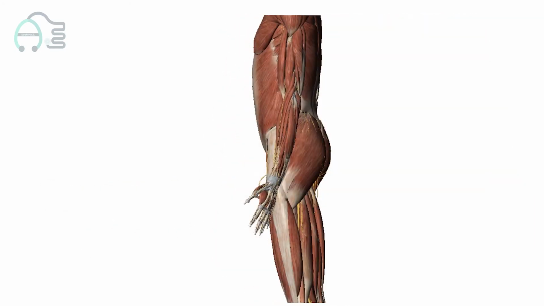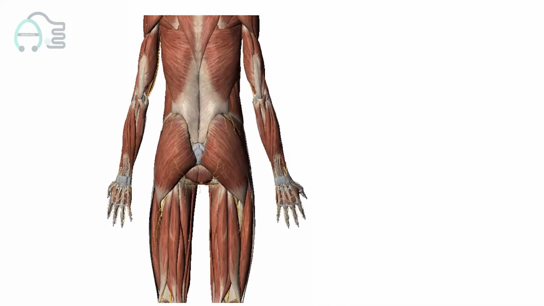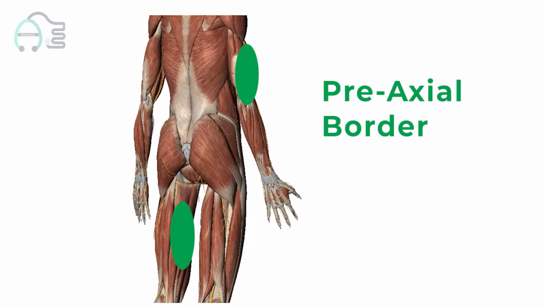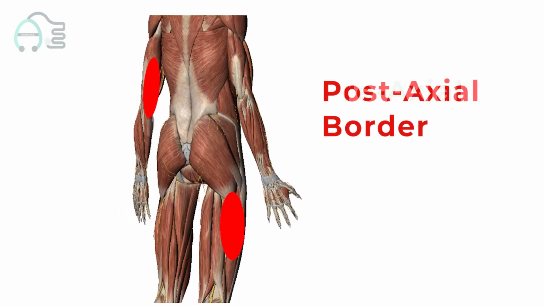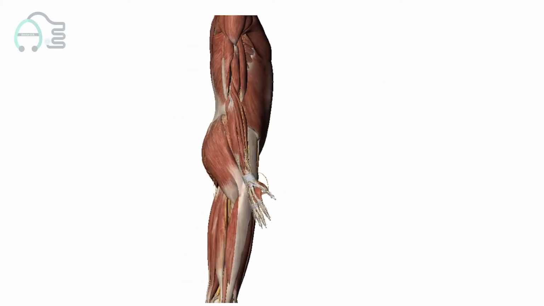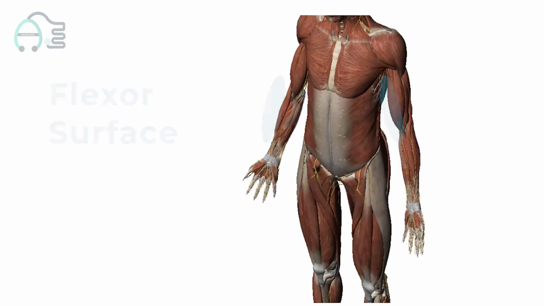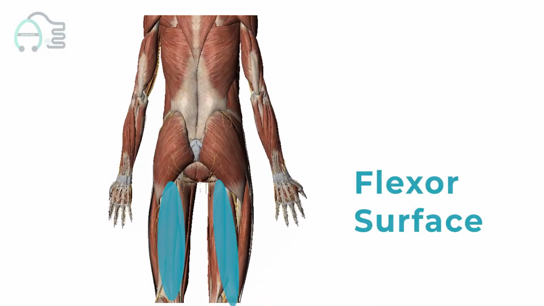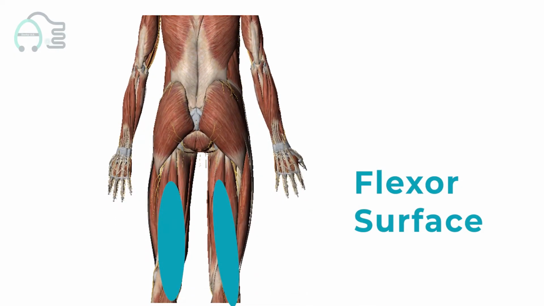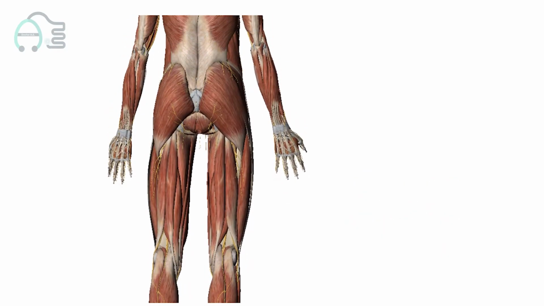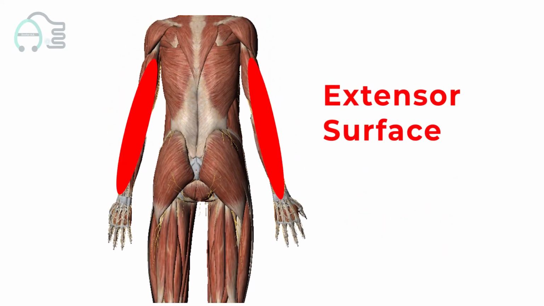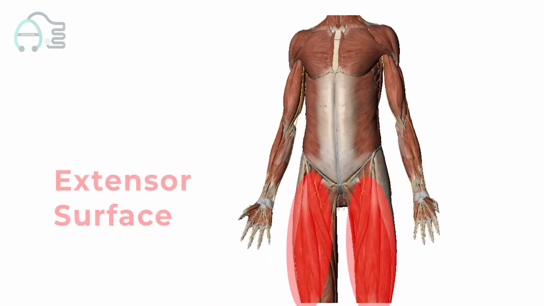Preaxial border means the outer border in the upper limb and the inner in the lower limb. Postaxial border means the inner border in upper limb and outer border in lower limb. Flexor surface means anterior surface of the upper limb and posterior surface of the lower limb. Extensor surface means posterior surface of upper limb and anterior surface of the lower limb.